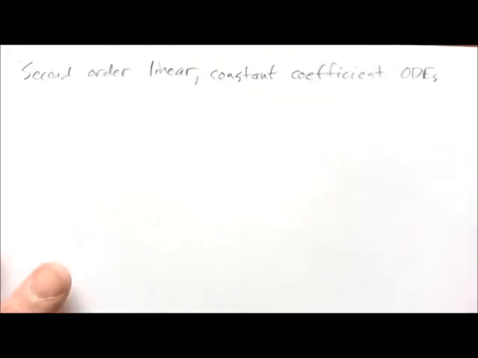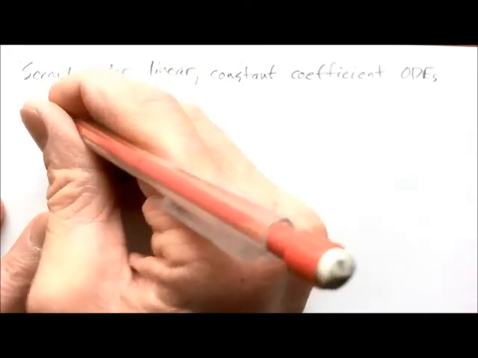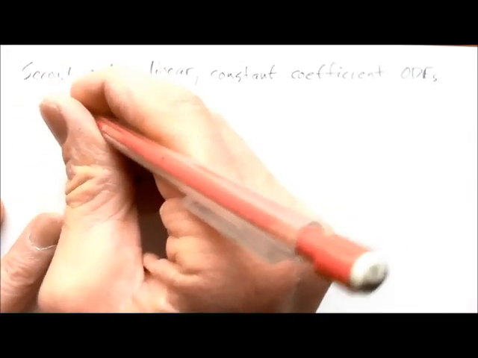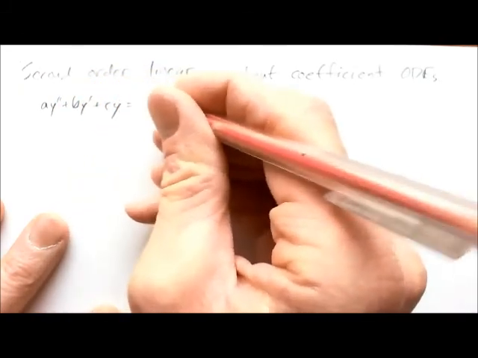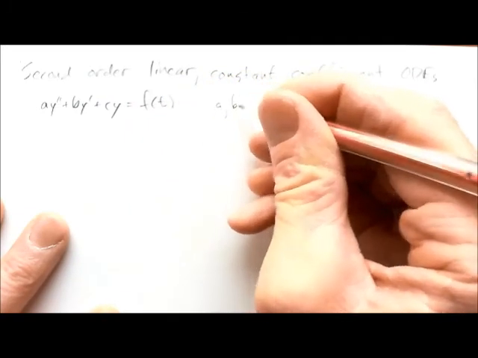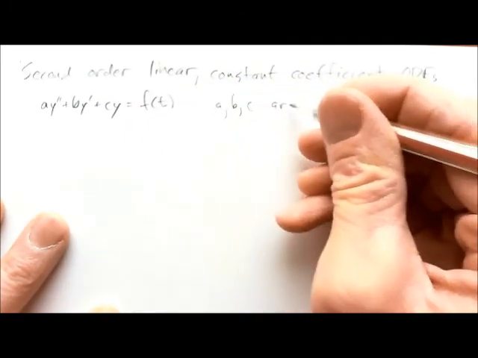In this video, we'll go over the basic principles of solving a second-order linear constant coefficient ODE. So what we mean by that is a differential equation of this form, say ay double prime plus by prime plus cy equals f of t, where a, b, and c are constants. They're just numbers.